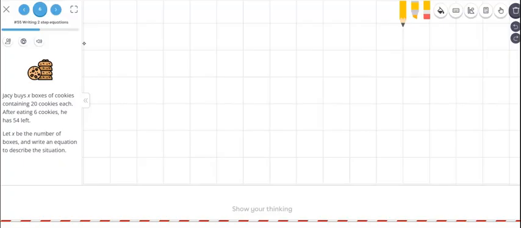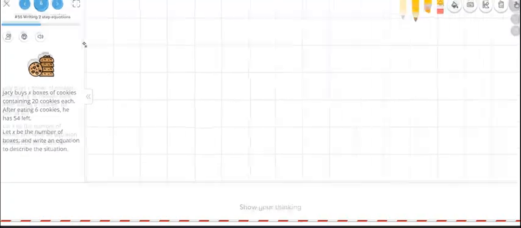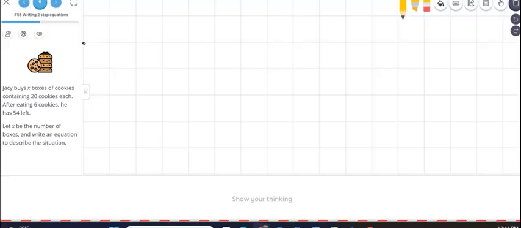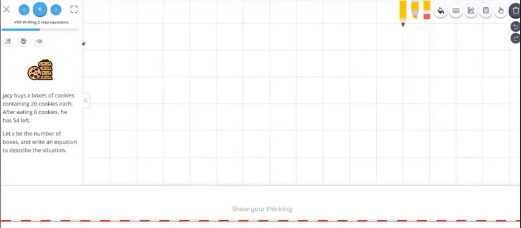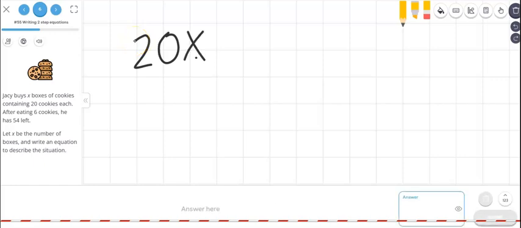Jace buys X number of cookies containing 20 cookies each. After eating 6 cookies, he has 54 left. Box, which is X, there's 20 cookies in each box. So 20 times each box. Then he ate 6, so that's minus 6. Now he's left with 54 cookies. So that's your answer.